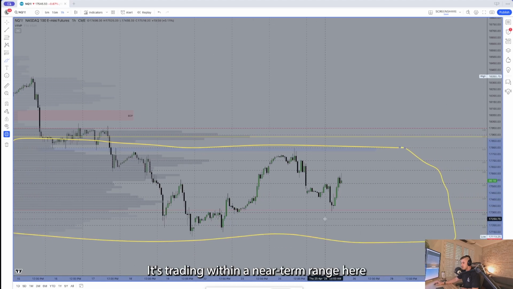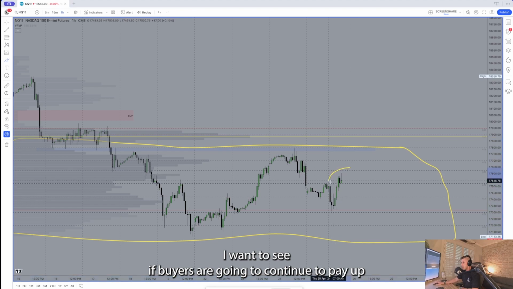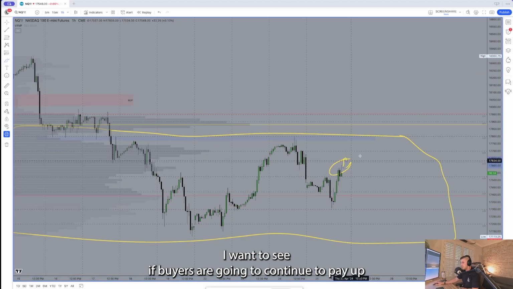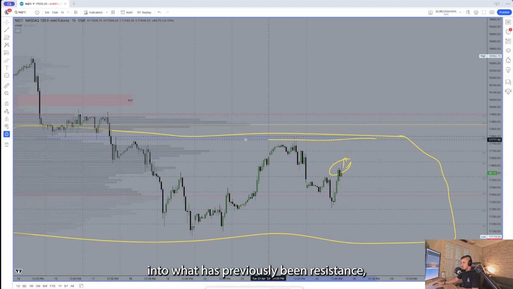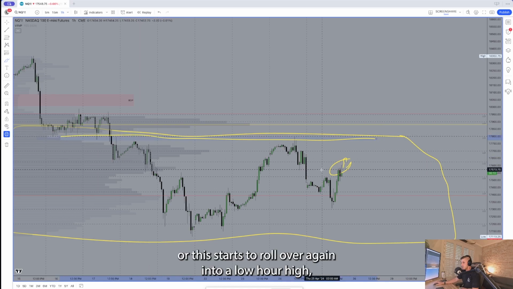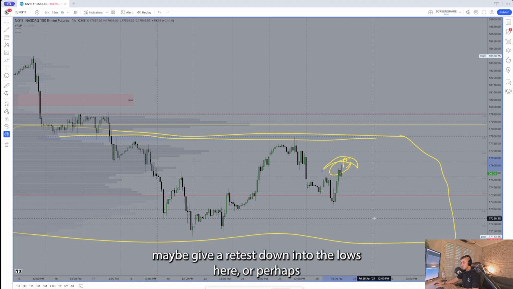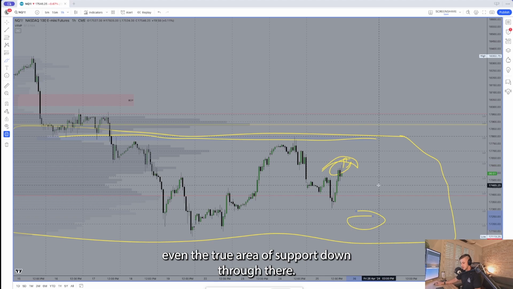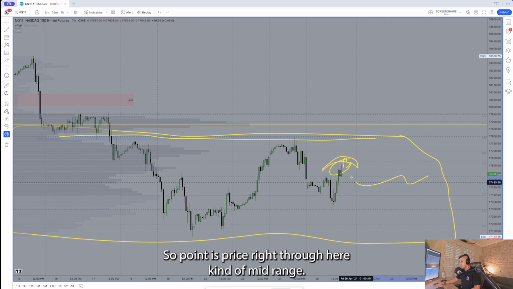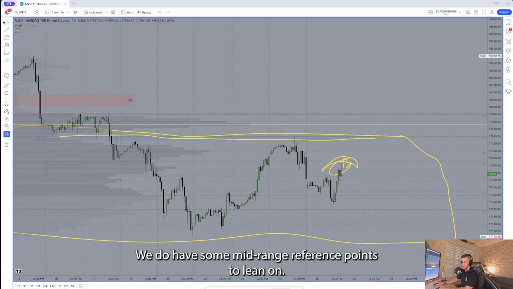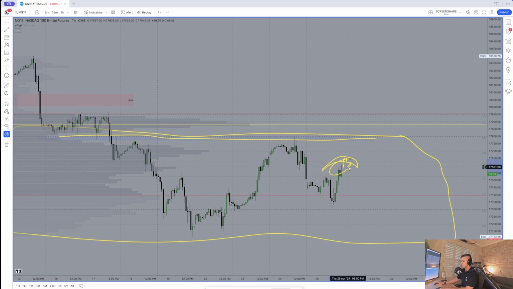Right, it's trading within a near-term range here. I want to see if buyers are going to continue to pay up into what has previously been resistance, or if this starts to roll over again into a lower high, maybe give a retest down into the lows here, or perhaps even the true area of support down through there. So point is, price right through here, kind of mid-range. We do have some mid-range reference points to lean on.